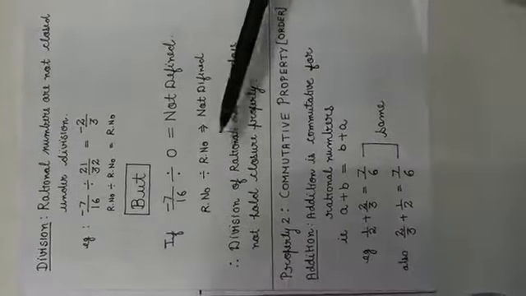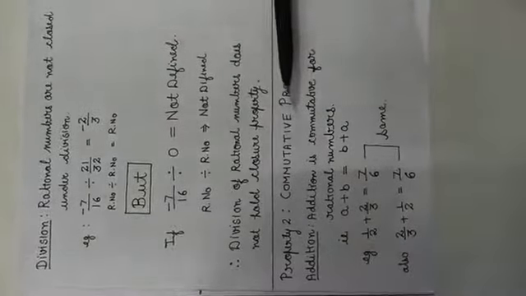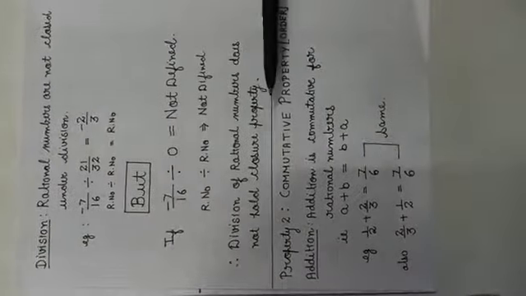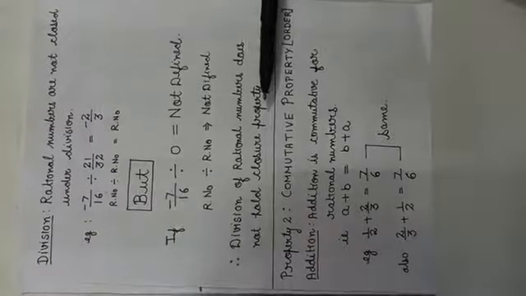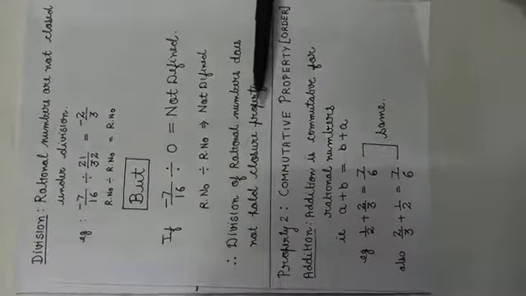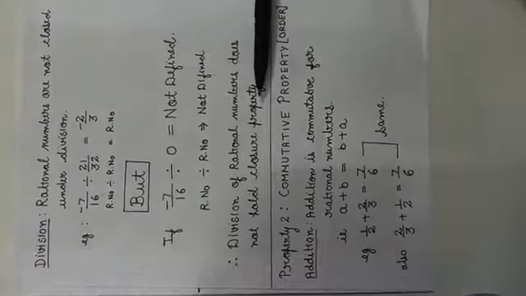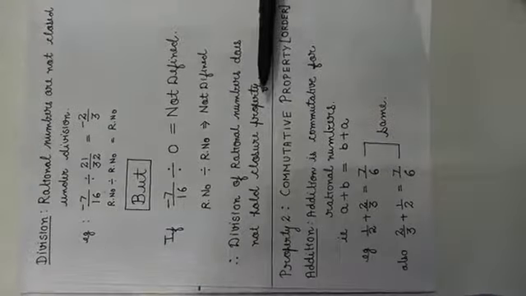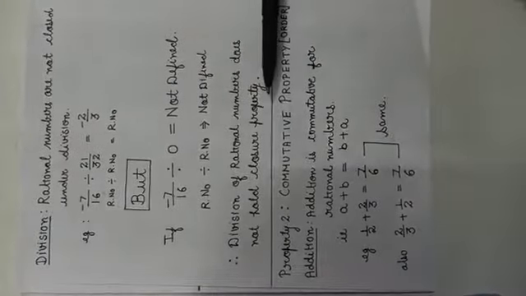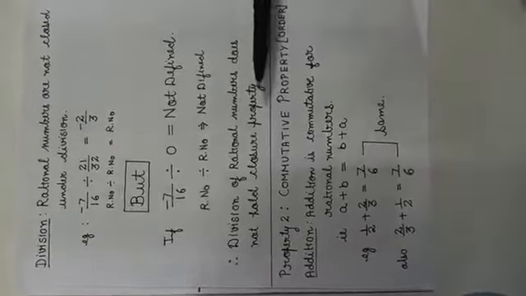So we will say that the division of rational numbers does not hold closure property. Why does it not hold? Because it is not always true. It is sometimes true, but not always true. So the closure property holds in addition of rational numbers, it holds in subtraction of rational numbers, it holds in multiplication of rational numbers also. But division of rational numbers does not hold closure property.